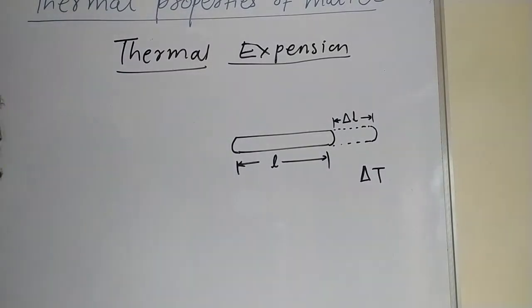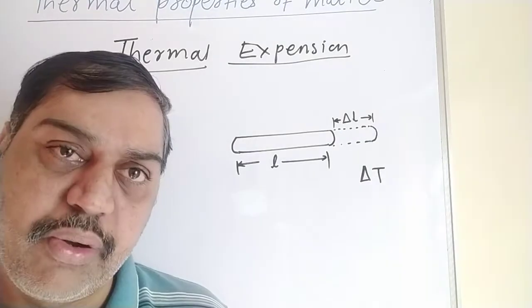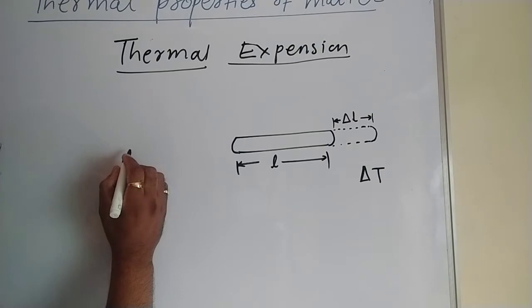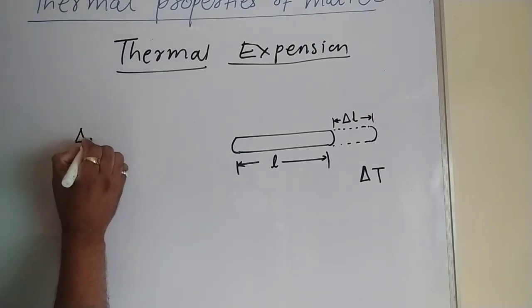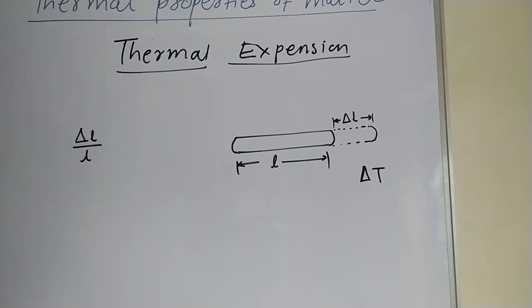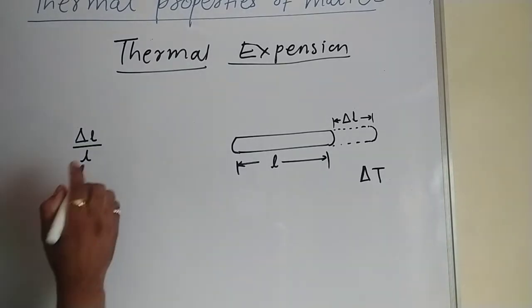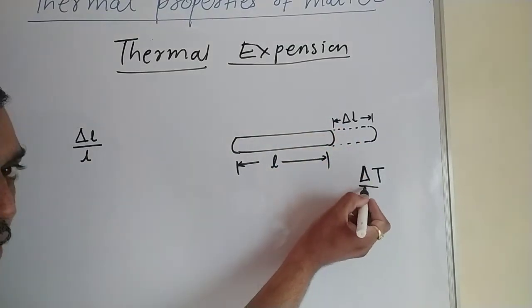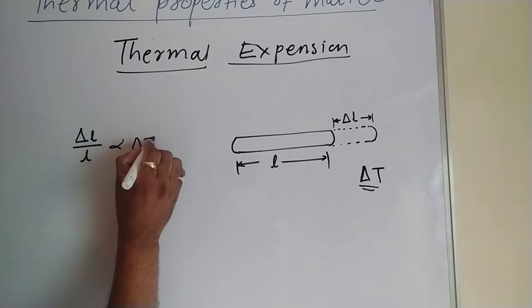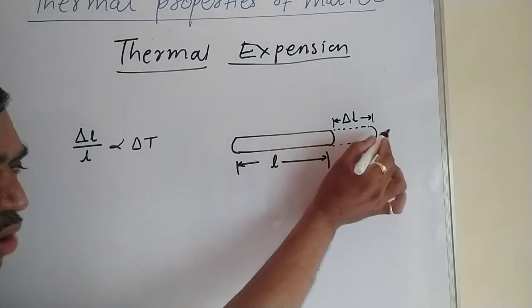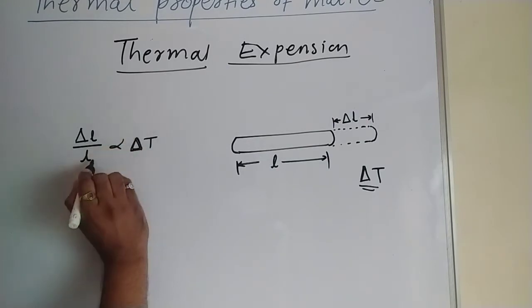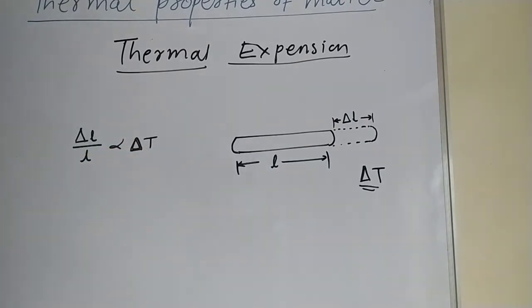Then here we have to derive the equation for linear expansion. From this we can say the change in length per unit original length, delta L by L. This change in length occurs due to the temperature, so it must be directly proportional to the temperature. If we increase the temperature more, more elongation will be there. So the change in length per unit original length is directly proportional to the change in temperature.